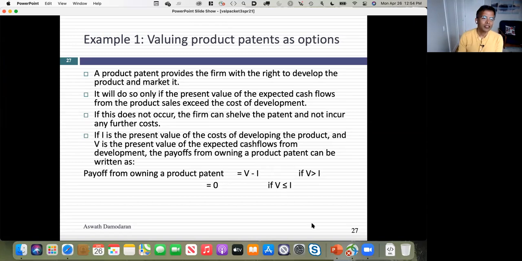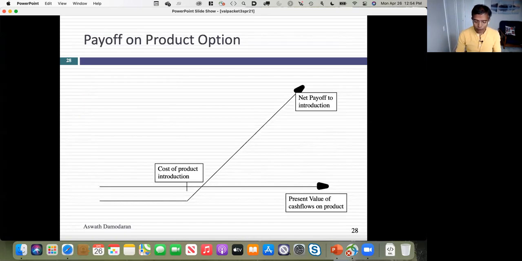But if V is less than I, what do you do? You sit on the patent and you wait and you hope that something will change. Of course, as I said, nothing might change, but something could change. You could have a non-viable patent become a viable one. So again, if you were thinking in terms of payoff diagrams, the cost of converting the patent into a product becomes the equivalent of the strike price. You will do it only if the present value of the cash flows from developing the patent to a product exceeds that cost.